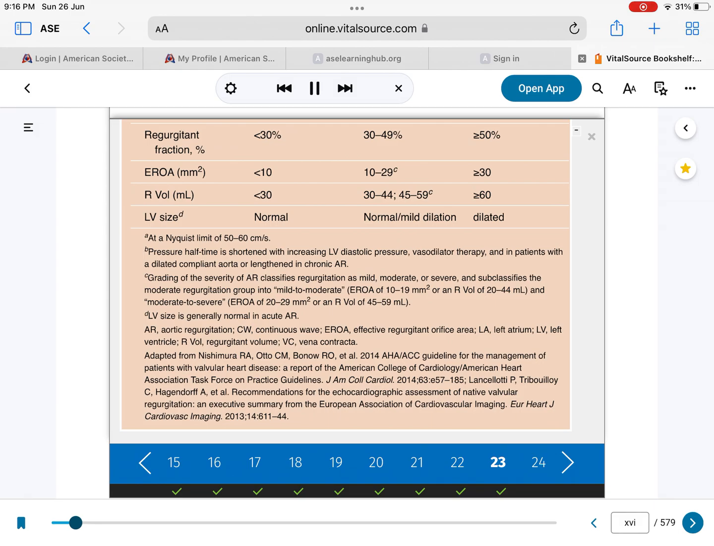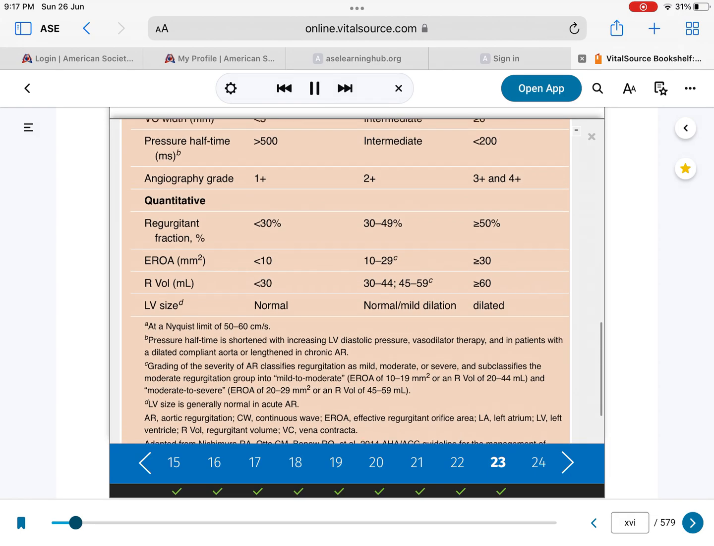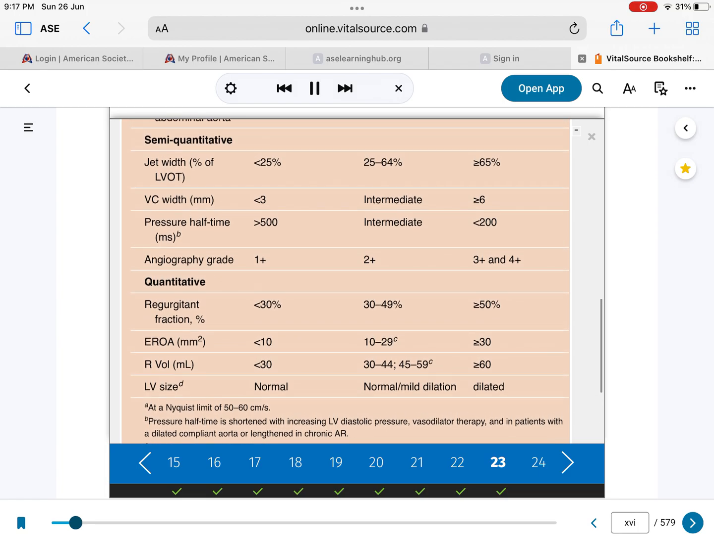Figure 16-10. EROA of 0.31 square centimeters. AVA of 1.3 square centimeters. Mean transvalvular gradient of 45 mm Hg. LV end-diastolic diameter of 56 mm. LV end-systolic diameter 33 mm. LV stroke volume of 113 milliliters. And LV ejection fraction of 65%.